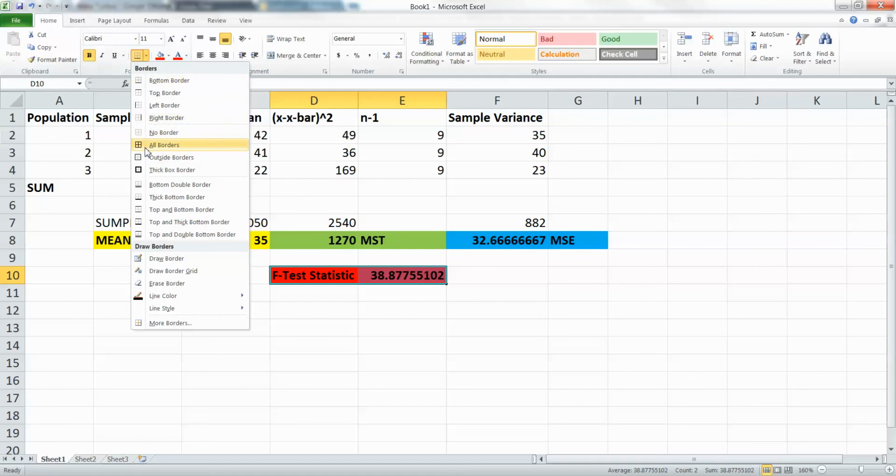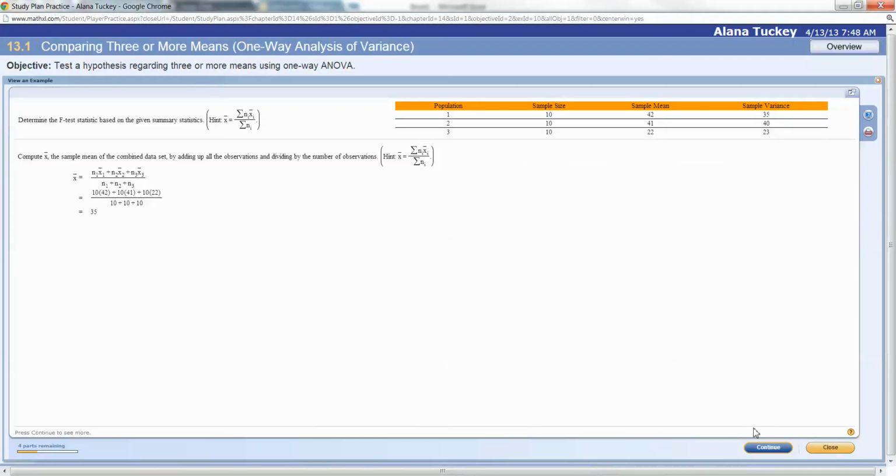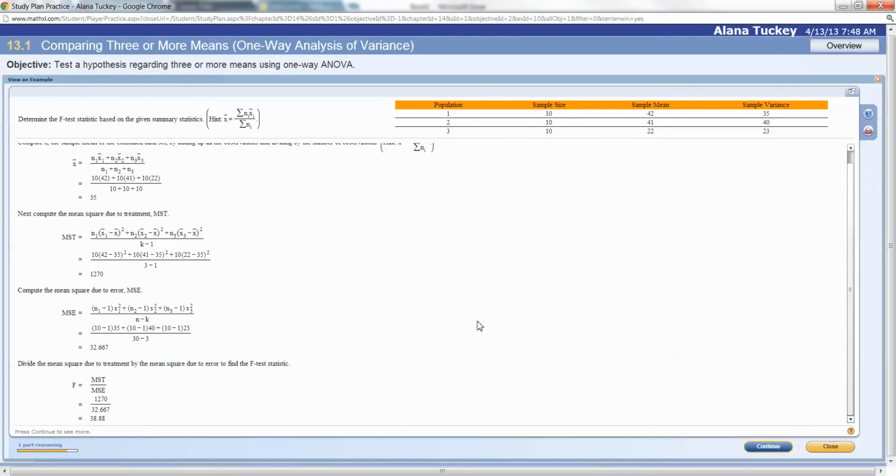All right, now let's see if I did it all right. It's all well and good to say that I did it. Okay, let's see. 1270, yep, that's what we got. 32.667, that's what we got. 38.8, yep, that's what we got. See? So there you go.